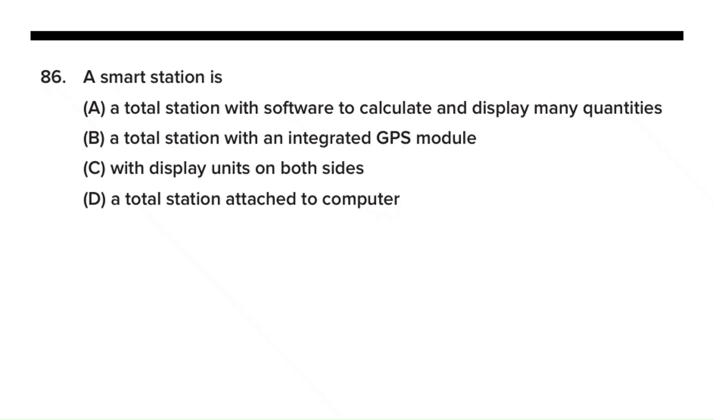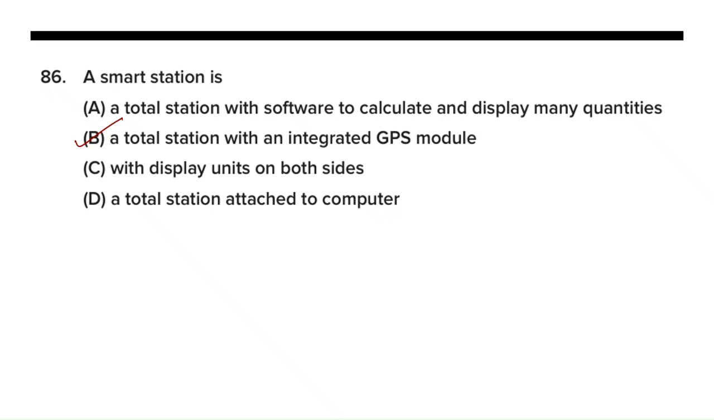A smart station is: a total station with software to calculate and display many quantities, a total station with an integrated GPS module, a total station with display units on both sides, or a total station attached to a computer. The answer is option B. A total station with an integrated GPS module is known as a smart station.